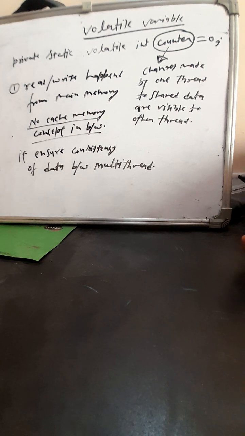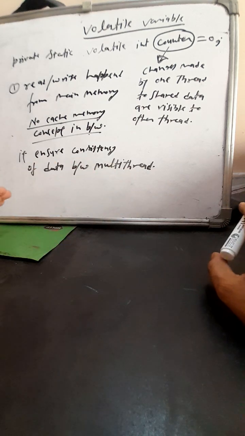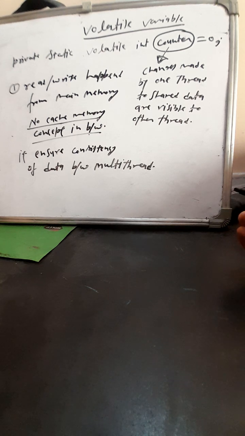A cache issue means a cache memory issue. Let's say one thread has incremented the value, has changed the value of counter, and that change happens only in the cache, okay? But the remaining threads are not aware of these latest changes to the counter variable. So this might cause an inconsistency of the counter variable value, inconsistency of data, okay, between the multiple threads.